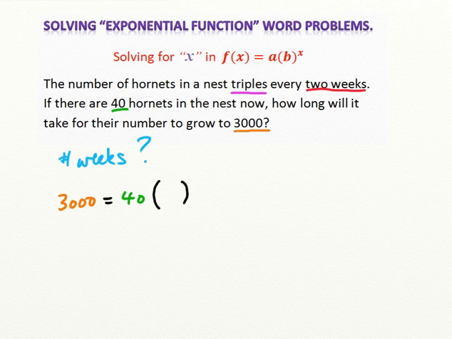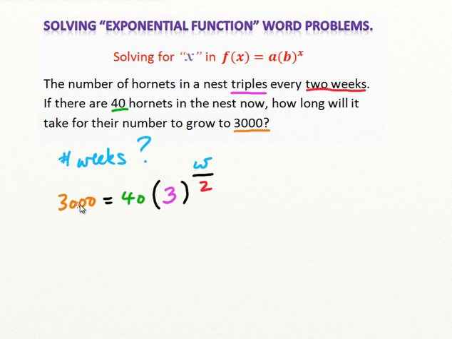The rate that was given to us was triples, so we know that the base is 3. Then we had a rate given to us, and that was that they triple, but they take 2 weeks in order to triple. Okay, so now the unknown value, which is the number of weeks, goes there. Now we can just go ahead and solve this as we would normally.